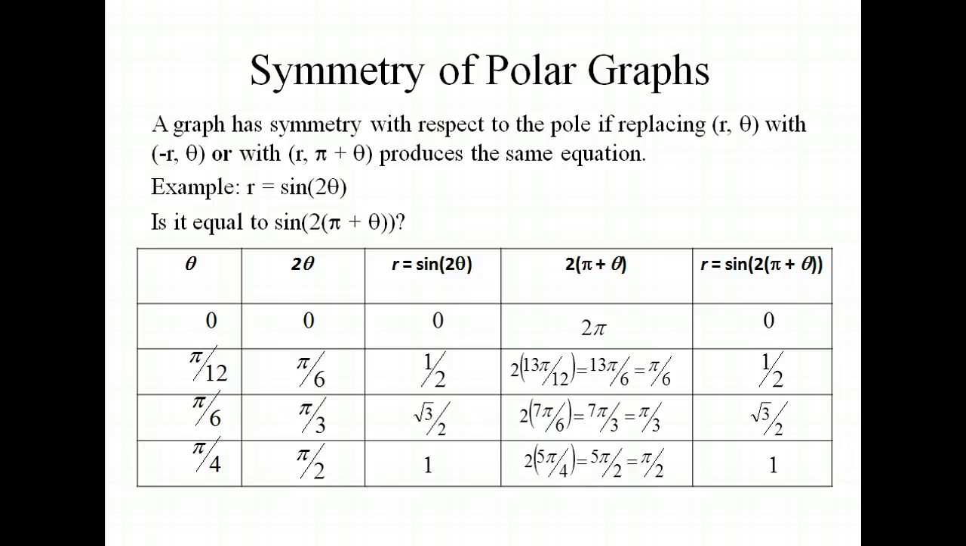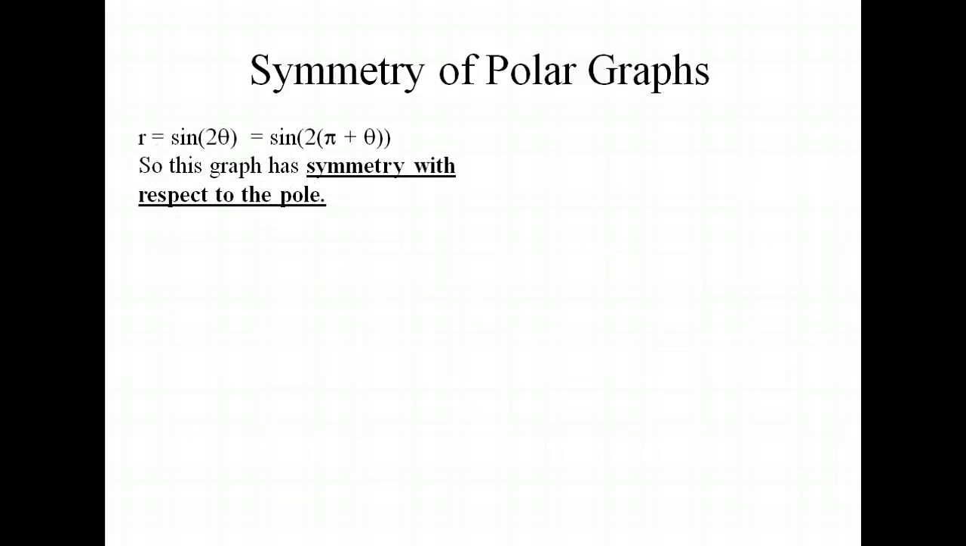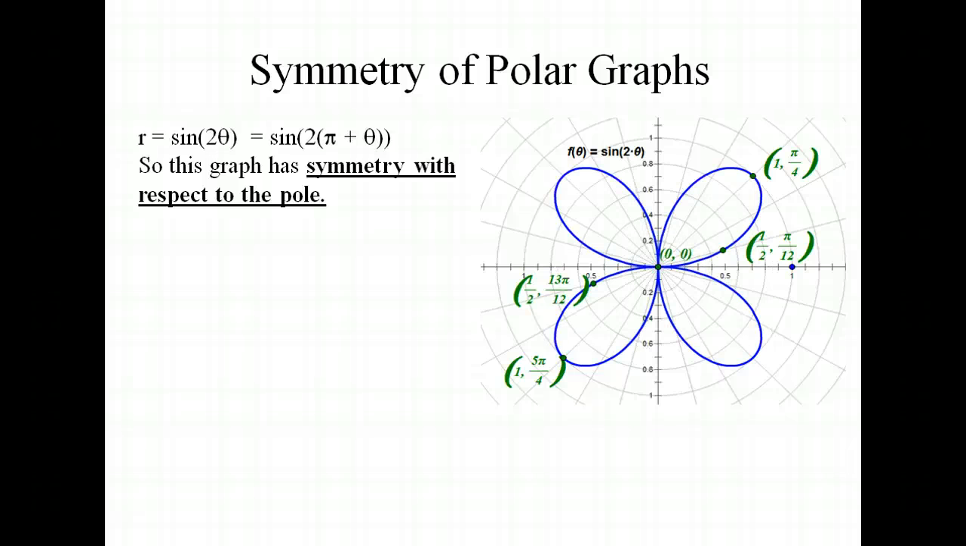So you can see by a point-by-point relationship that these two equations, sine of 2 theta and sine of 2 times pi plus theta, are going to give us the exact same output values. So this graph has symmetry with respect to the pole. Now this is the graph of the equation, and it's a rose curve. We're going to look at it in detail in another lesson, but you can see some of the points that are on there.